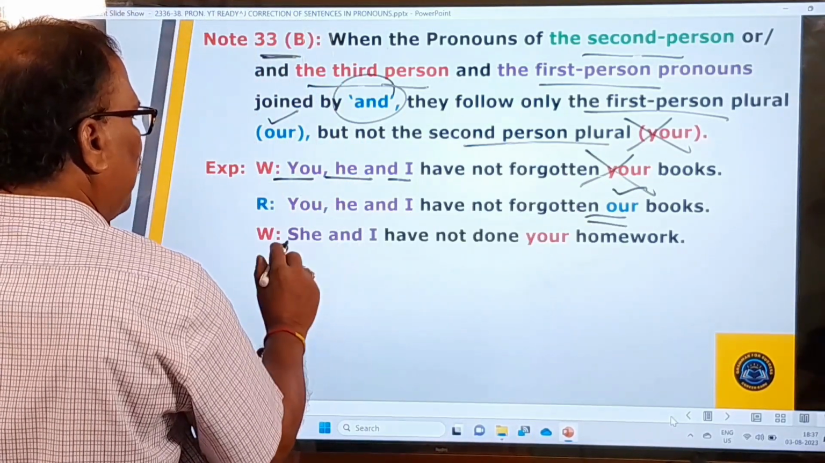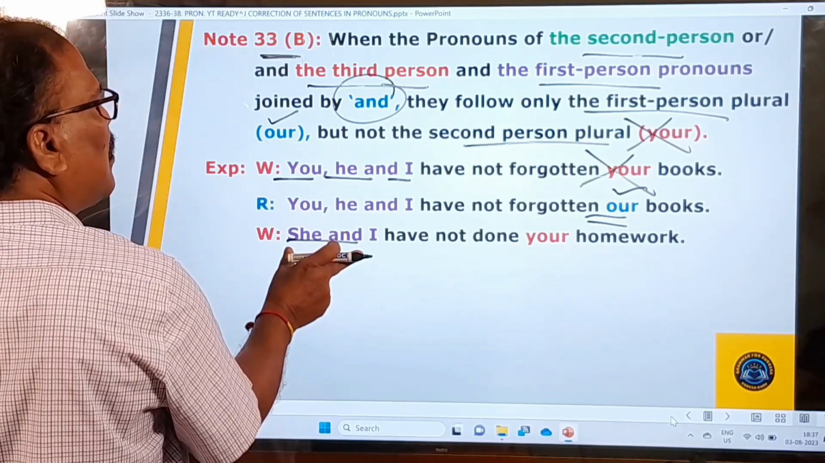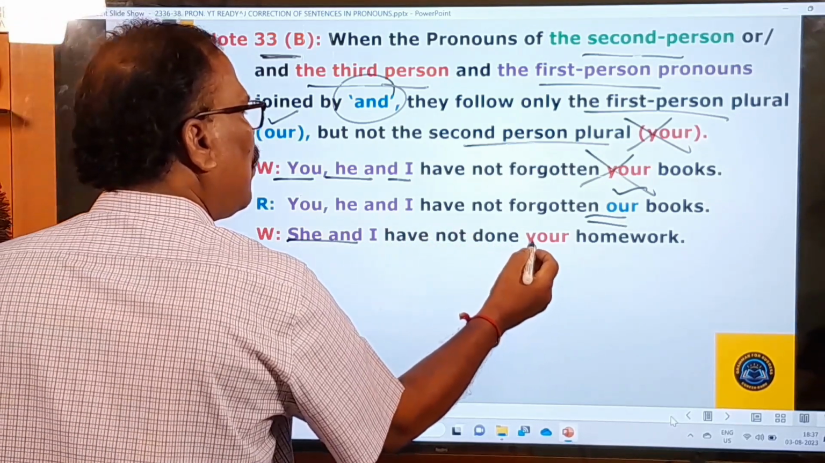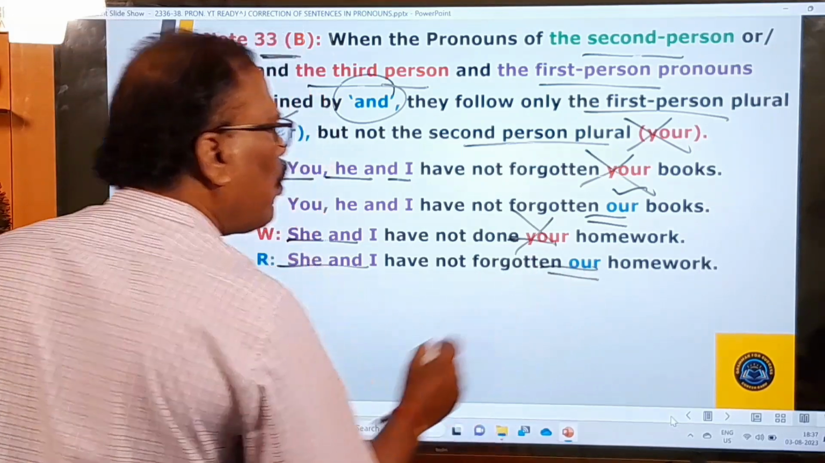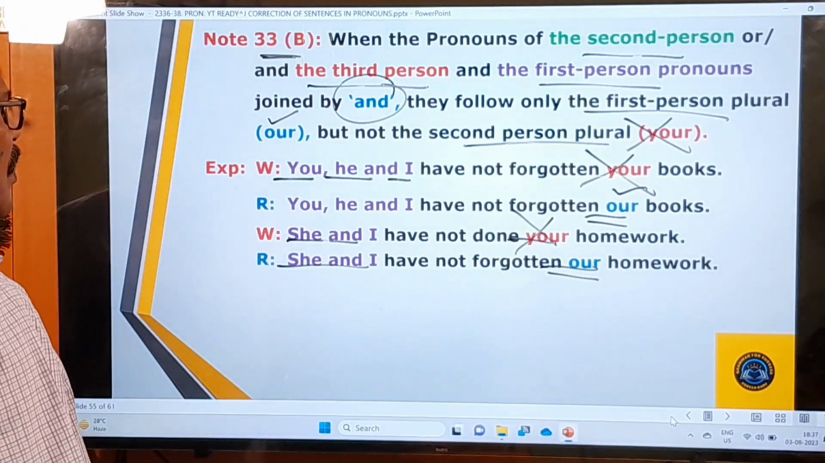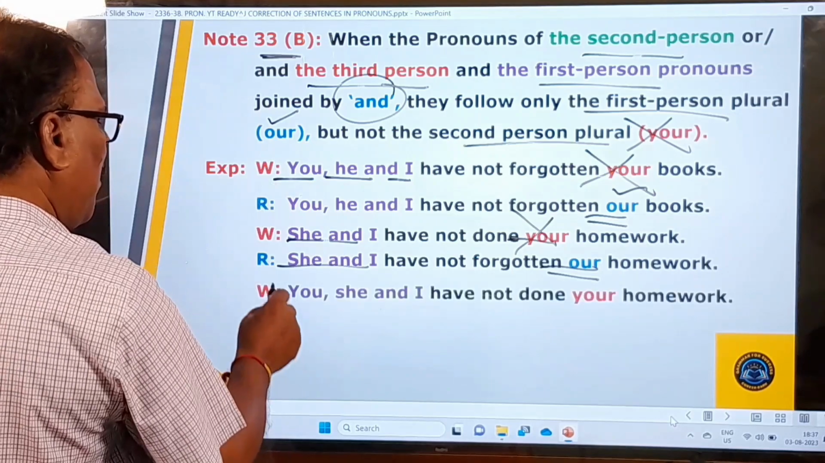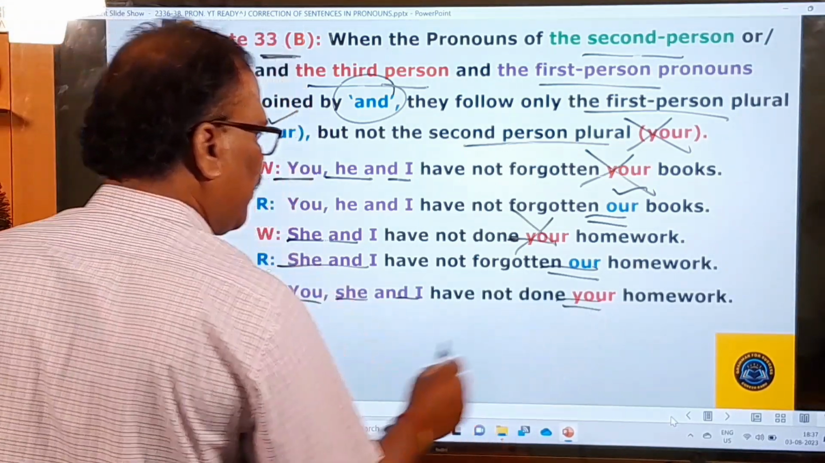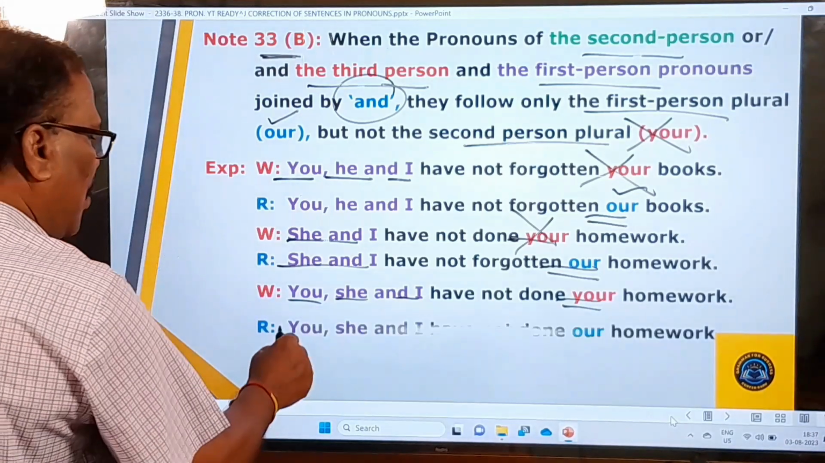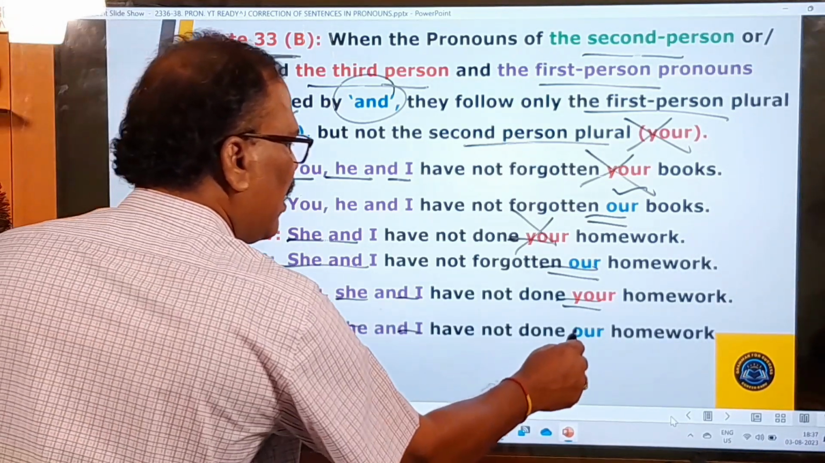She and I. Two persons are mentioned, of course. Have not done your homework, wrong. She and I have not forgotten our homework. So very important. One more example: you, she, and I have not done your homework. Again, homework. But here, you, she, and I have not done our homework.